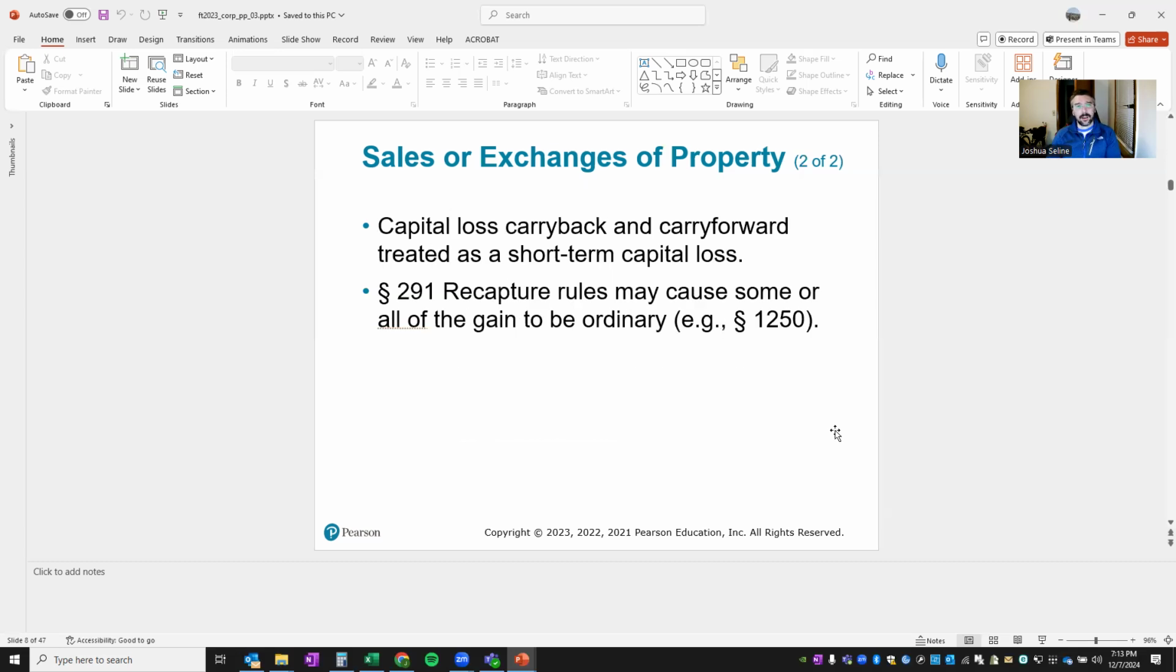Capital loss carryback and carryforward is treated as a short-term capital loss. And Section 291 recapture rules may cause some or all of the gain to be ordinary. For example, your Section 1250.